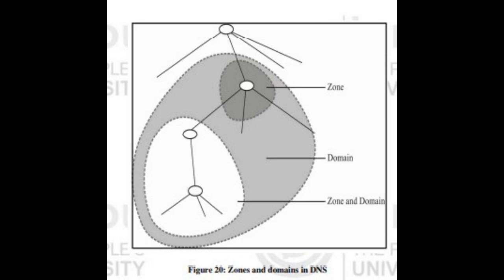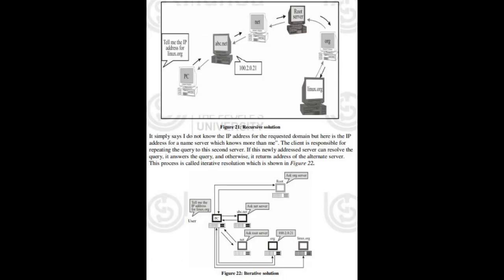DNS server. The information contained in the domain namespace must be stored at some place, but it would be inefficient and unreliable to store all the information in one place. The solution is to distribute the information among many computers called DNS servers. Thus, every domain has a domain name server.